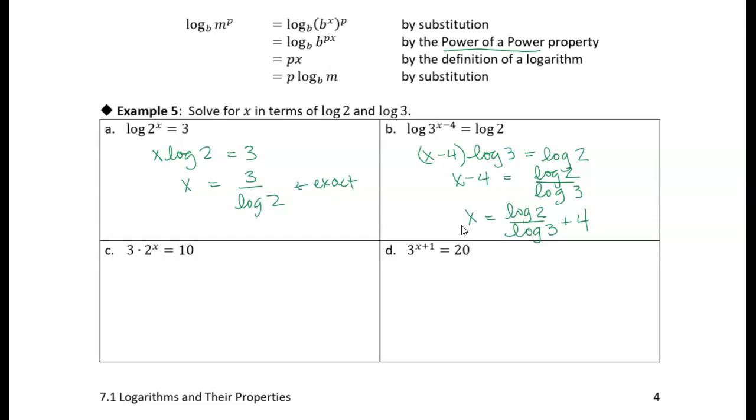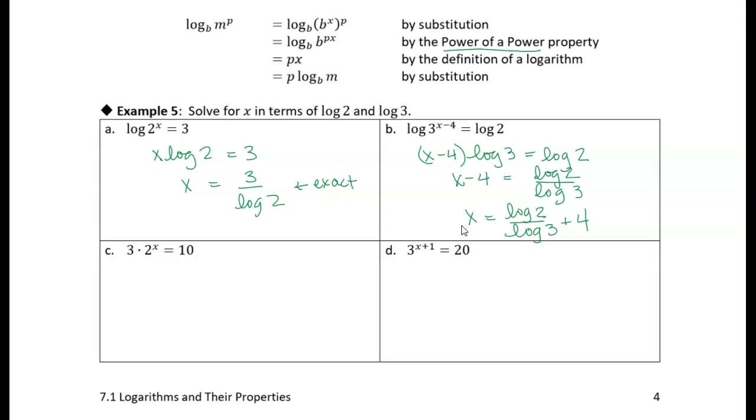All right, so let's do this. I have 3 times 2 to the x is equal to 10. Now the exponent is only applied to the 2. So it's a constant 3 times 2 to the x.